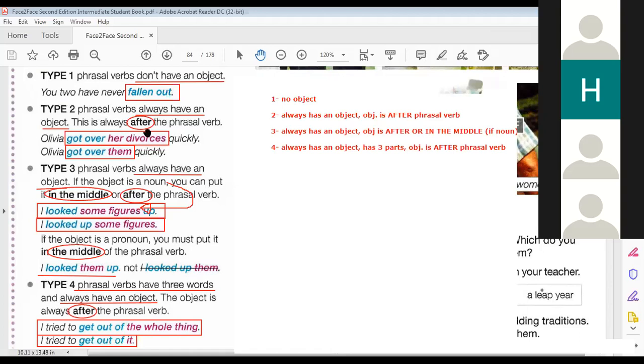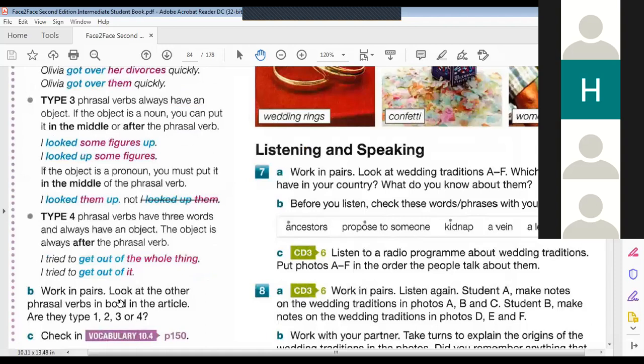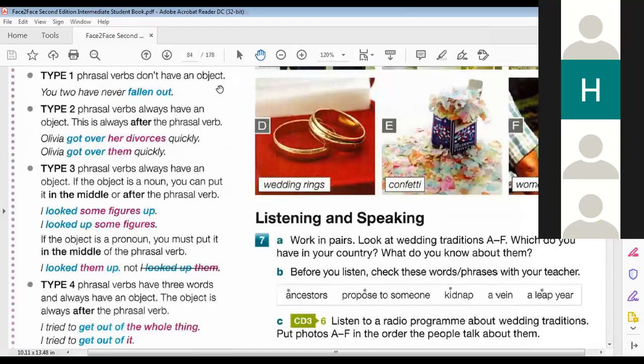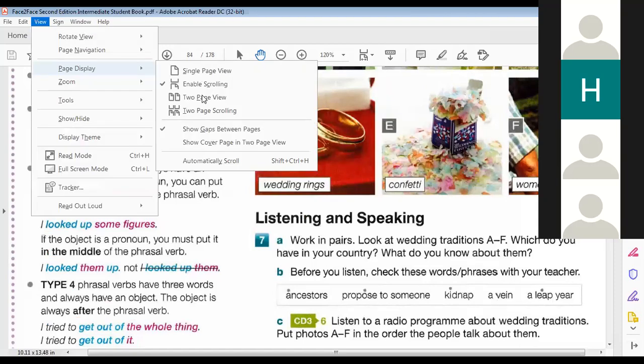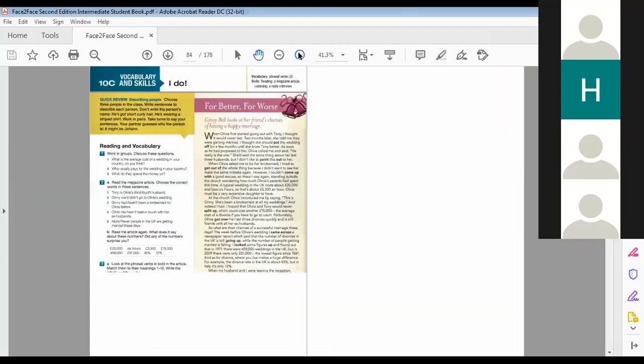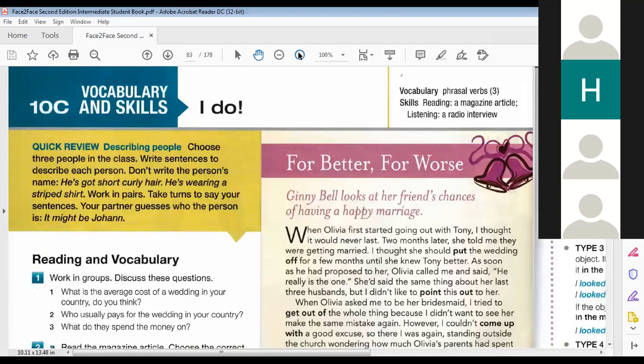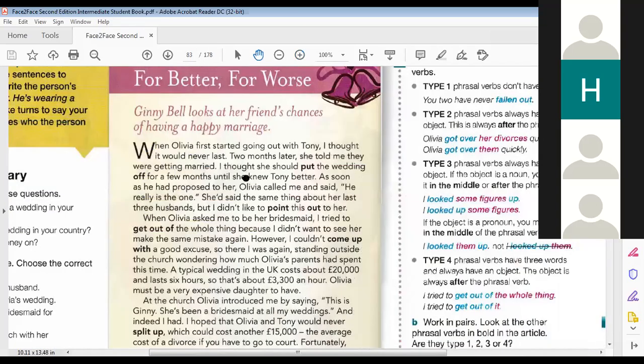So this is the idea. Now, I think in the next exercise they want us to look at the phrasal verbs and classify them according to the types we just talked about. So let me show you both parts of the page, and this will make it easy for us to check the phrasal verbs, and then we check each type.